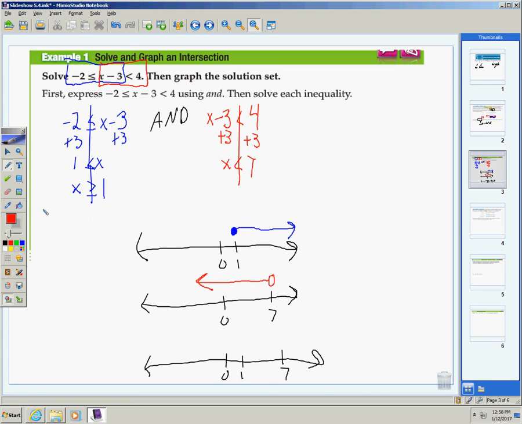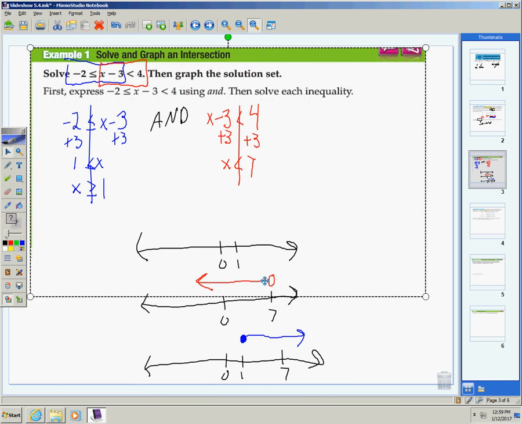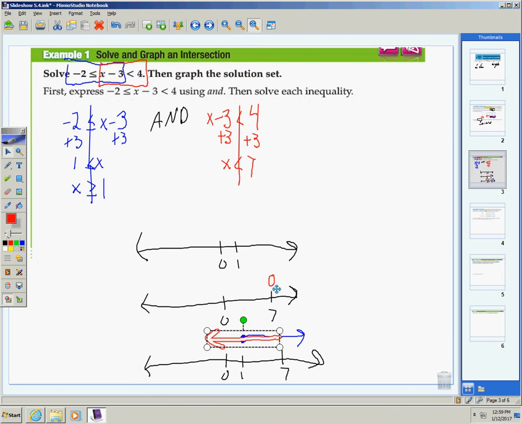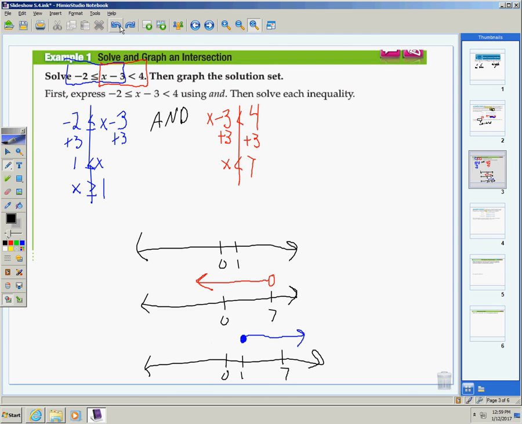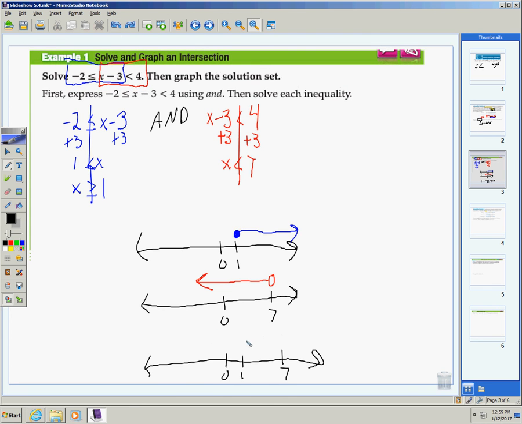Now for my answer, what I'm looking for is where both things are graphed on each graph. So if I move them together down here in my answer, you can see that it's obviously going to be between 1 and 7. That's where both lines are, between 1 and 7. So now the only thing I need to think of is what kind of circle am I going to have at each end? What kind of dot am I going to have at each end?